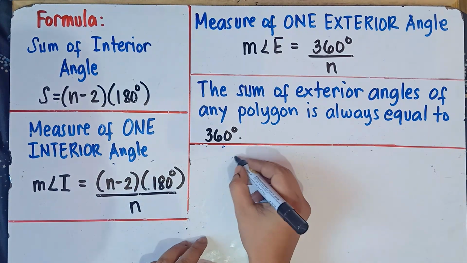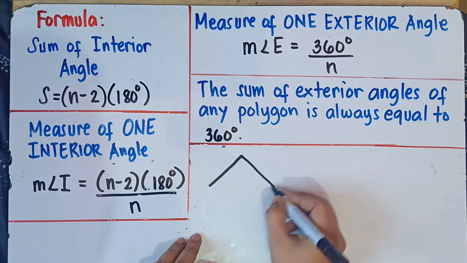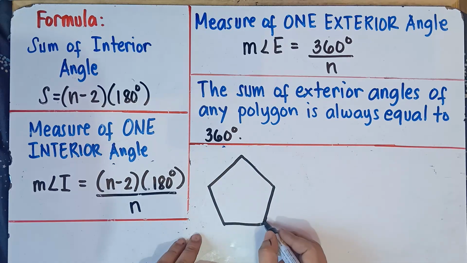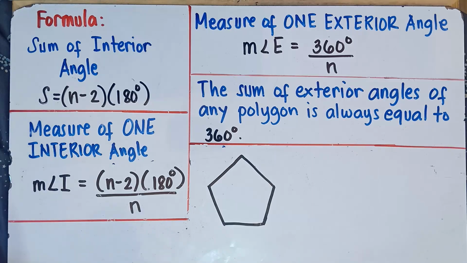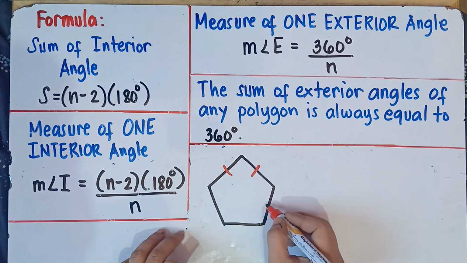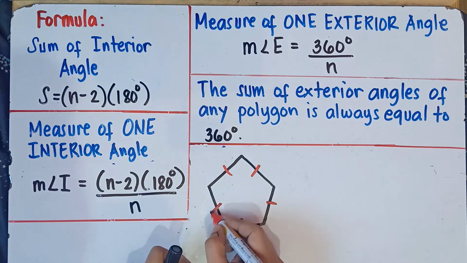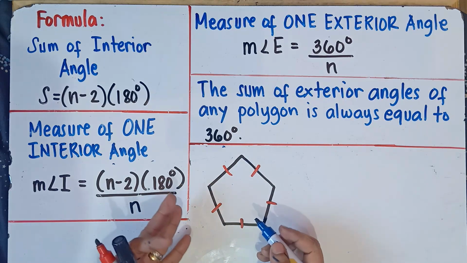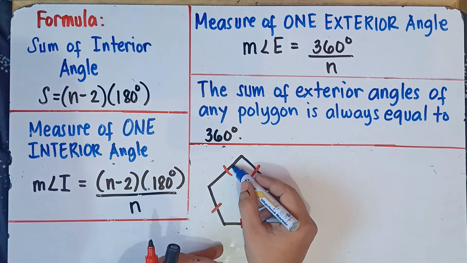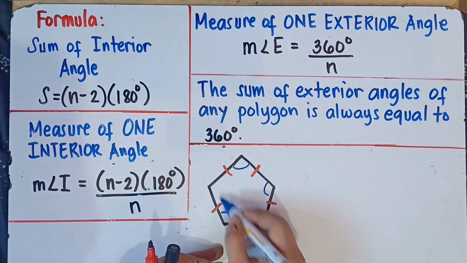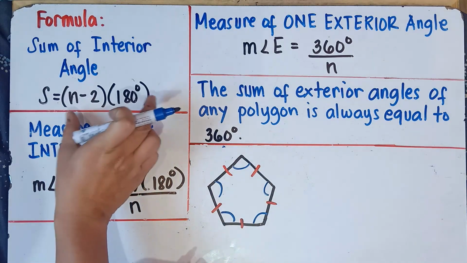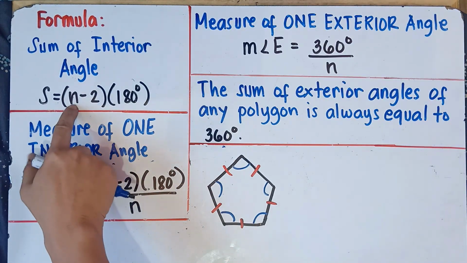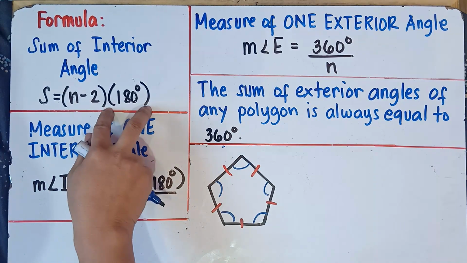For example, if we have a pentagon with 5 sides, a regular pentagon, of course, we know that a regular pentagon has 5 equal sides, and each interior angle must be congruent. So once again, this is a regular pentagon, 5 equal sides, and each interior angle must be congruent. Now if you want to find the sum of the interior angles of this given regular pentagon, you can find that by simply using this formula. The sum is equal to quantity n minus 2, that is, the number of sides minus 2, times 180 degrees.